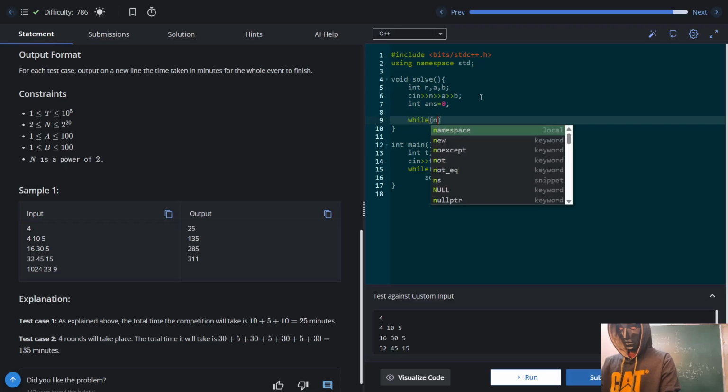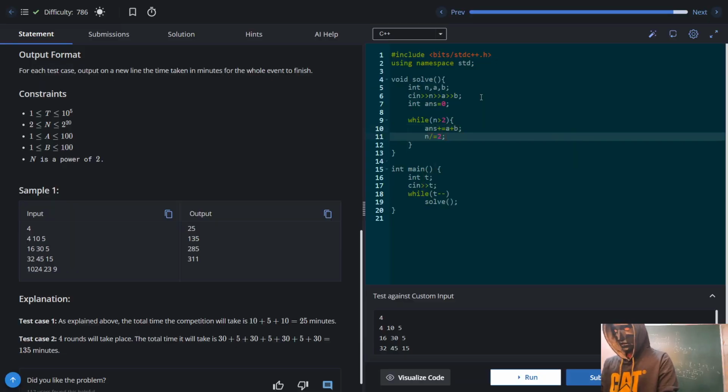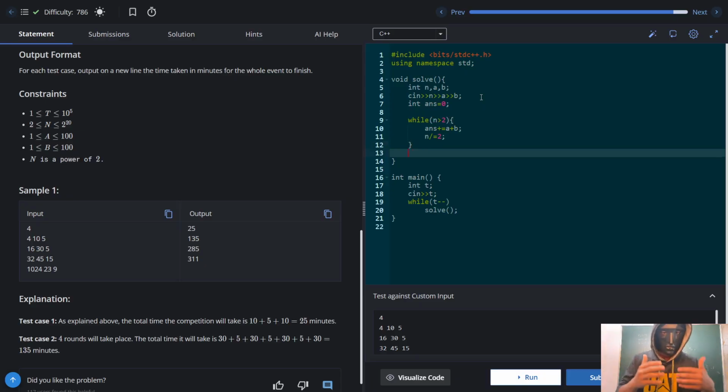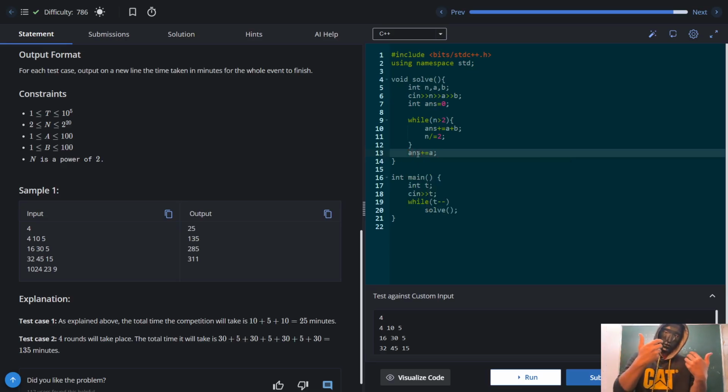We'll be running a loop, as I said on the board, while n is greater than 2. In this answer we will be adding a plus b, and n is going to be divided by 2, because n by 2 teams are going to be eliminated, and n by 2 teams are going to move forward in the next round. And whenever n is equal to 2, which means you have 2 teams, those 2 teams will be competing with each other. The time required will be a, and once they have competed, one team has been eliminated, the other team is the overall winner, and after that you don't need to take any rest. That's the thing here.